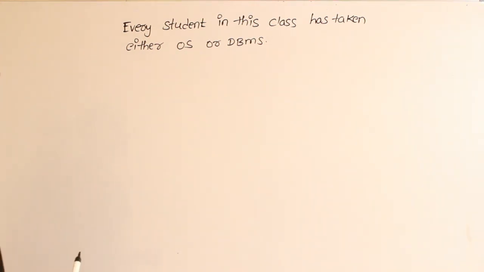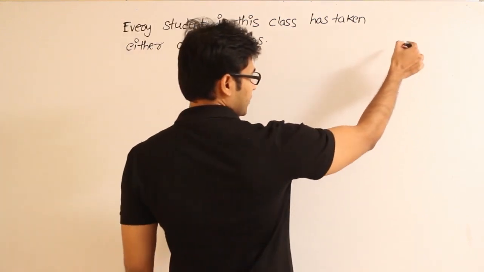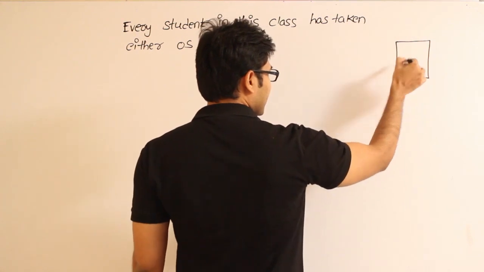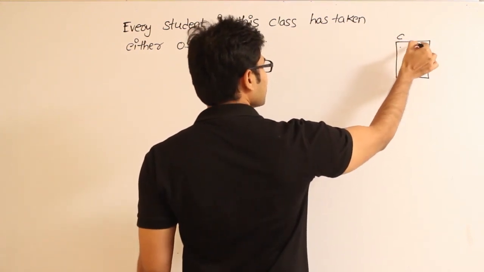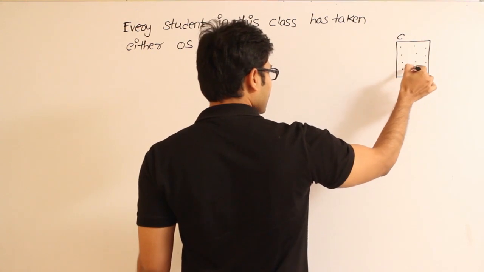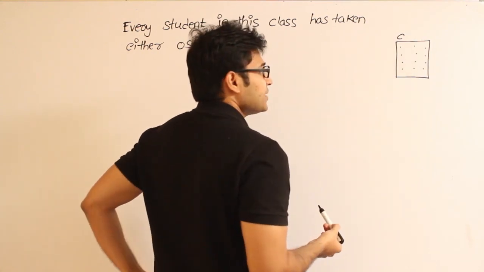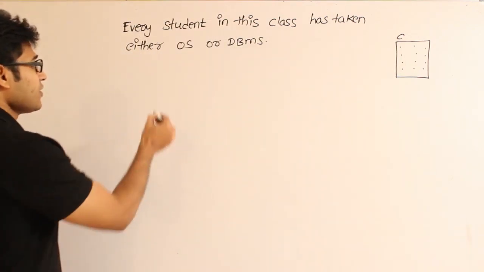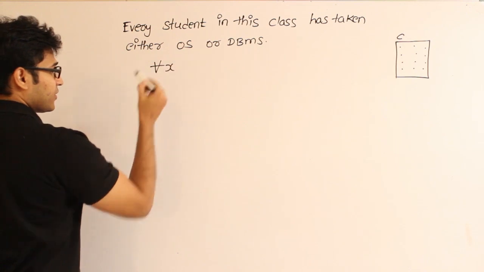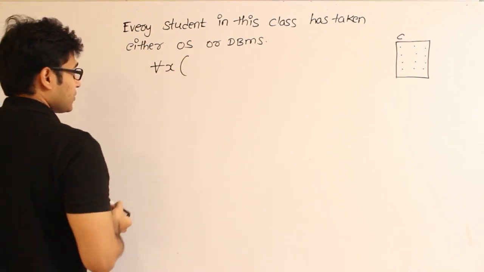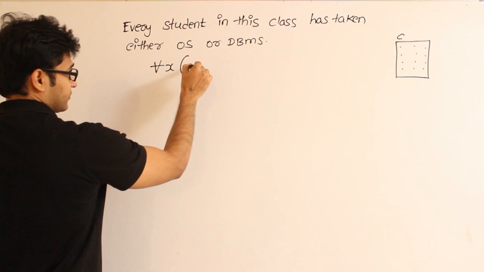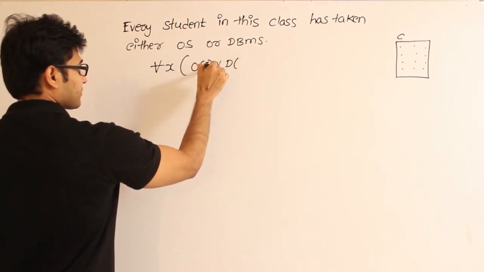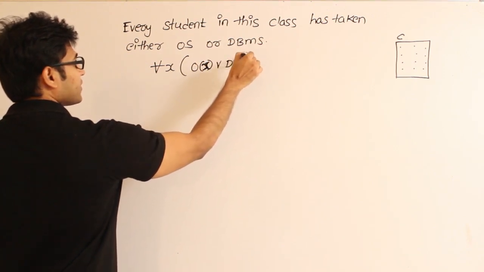Now let us say the domain of discourse which we want to use, assume that it is just limited to the classroom. This is the domain of discourse, which means when we talk about the variable x, x will always mean that x is a student inside the class. Then it is very simple, straightforward. For every student in the class, for every x, should have taken either operating systems or DBMS. O of x or D of x, isn't it?